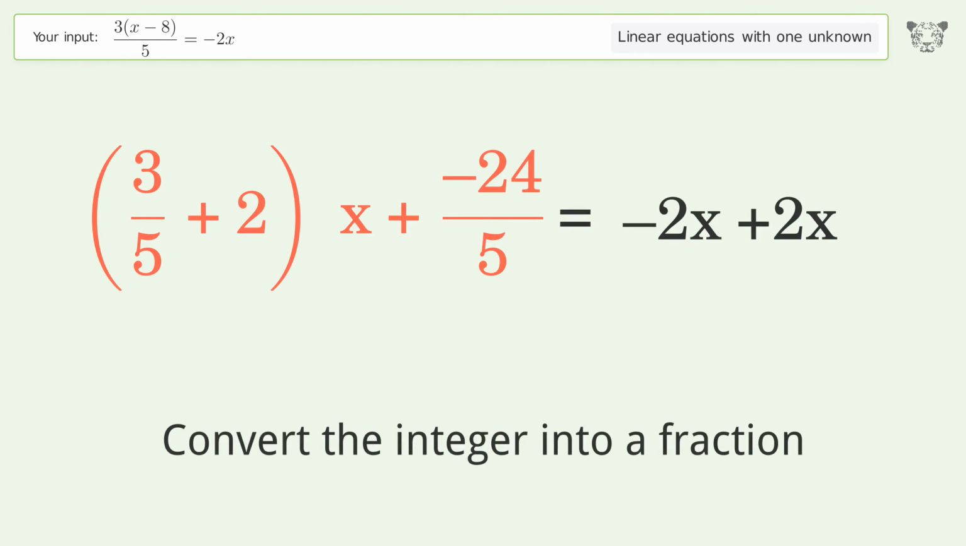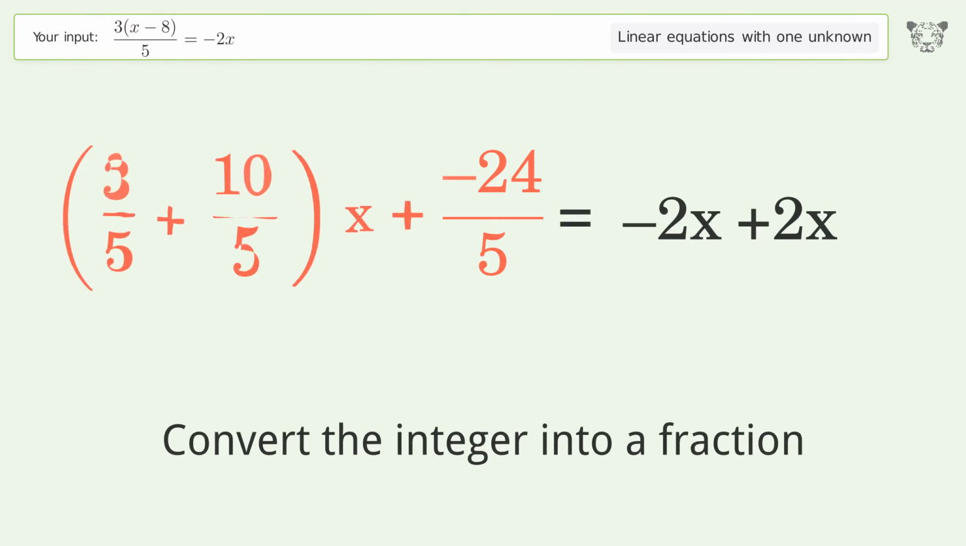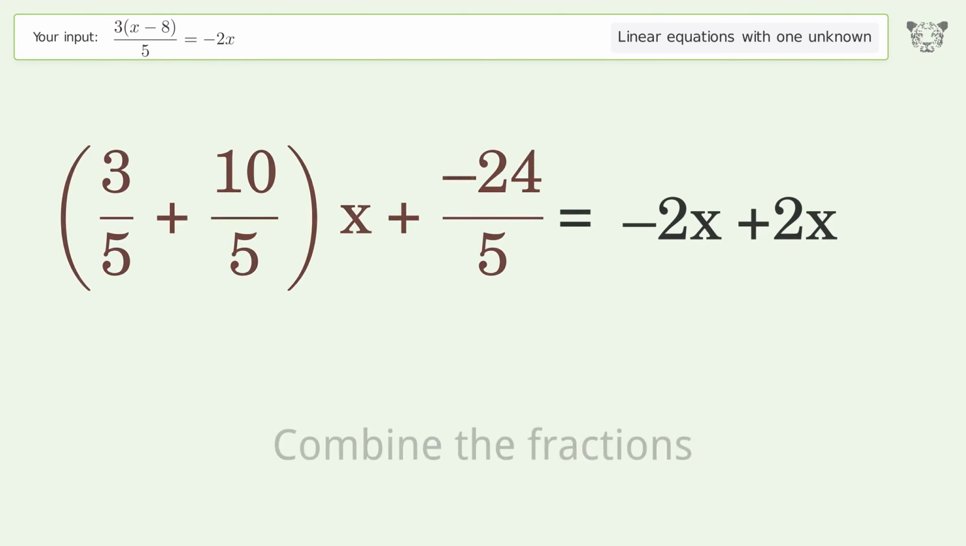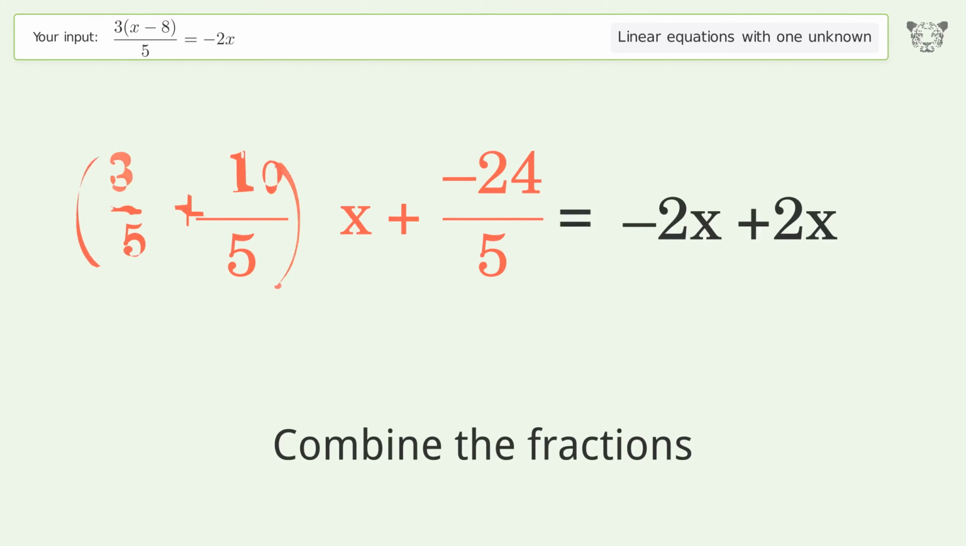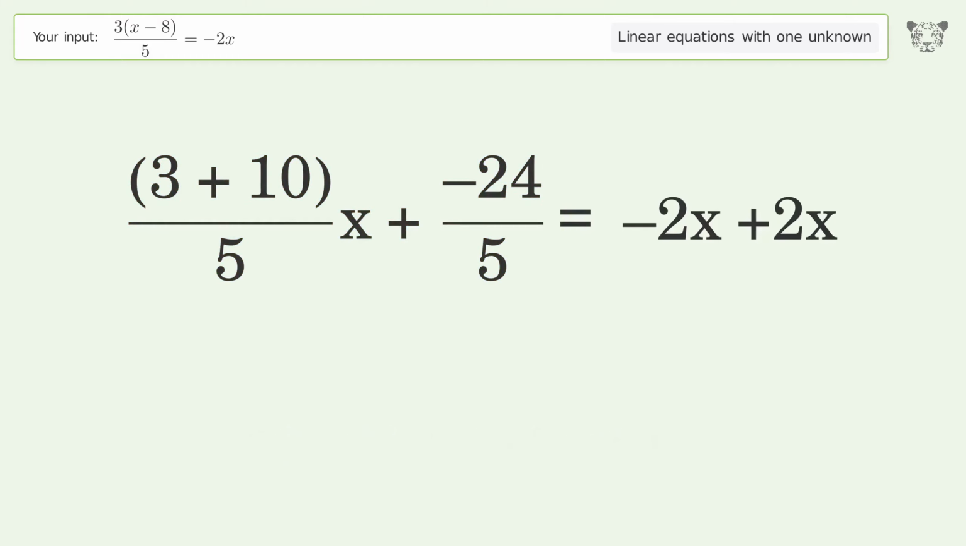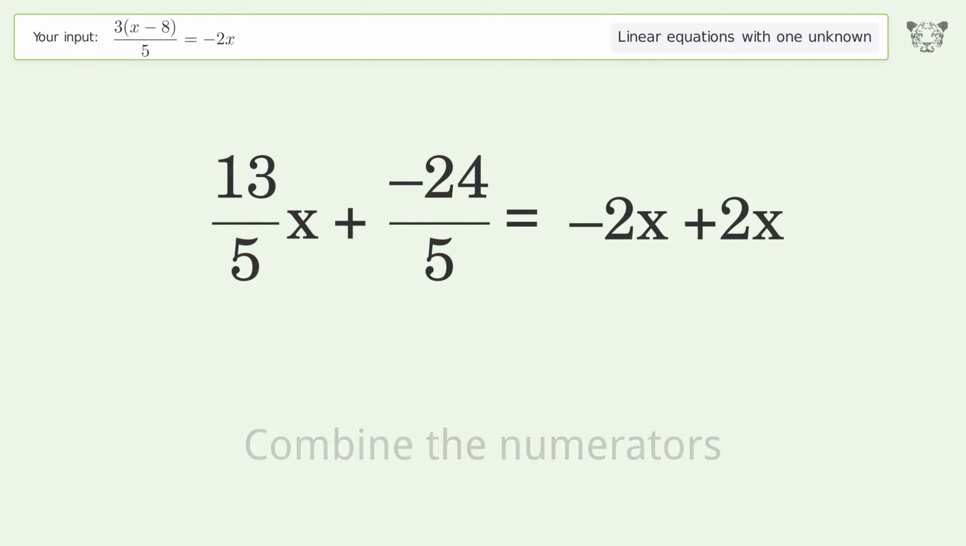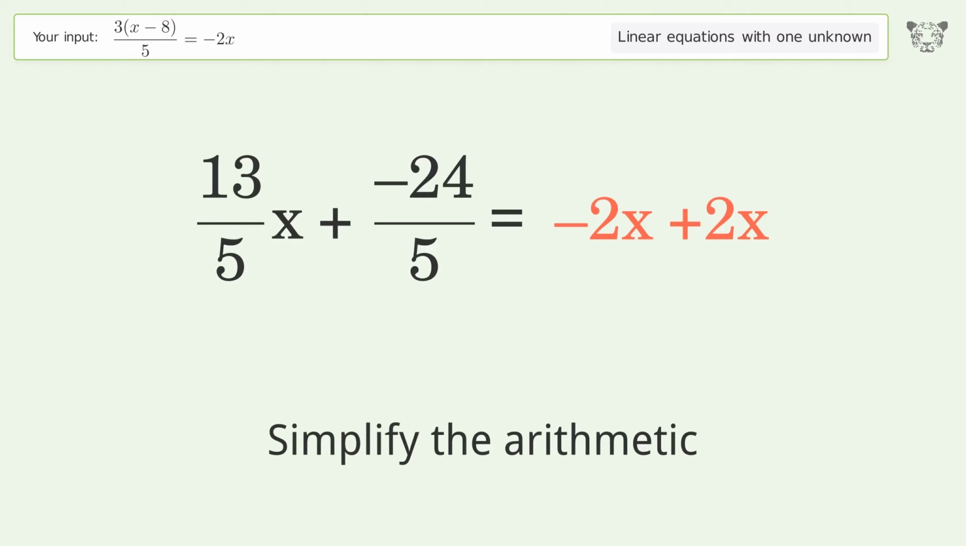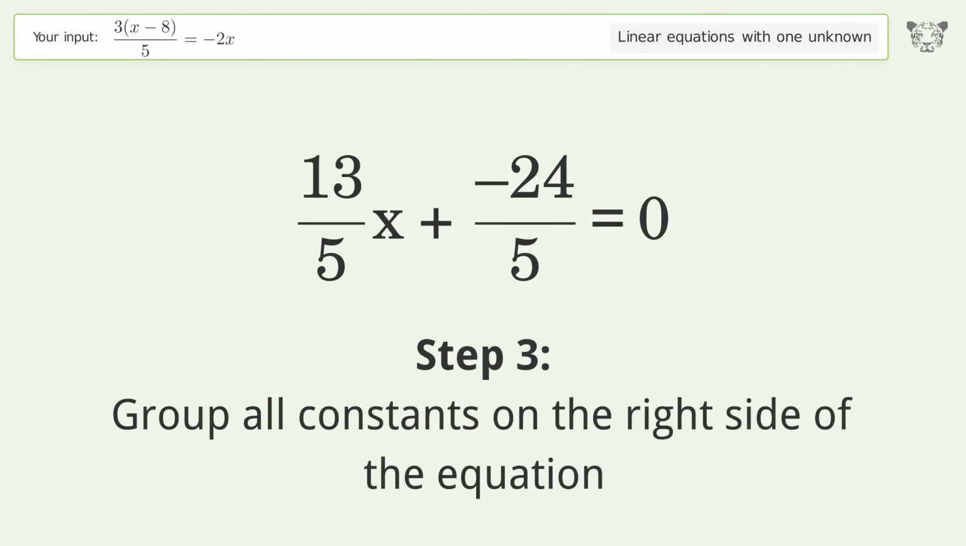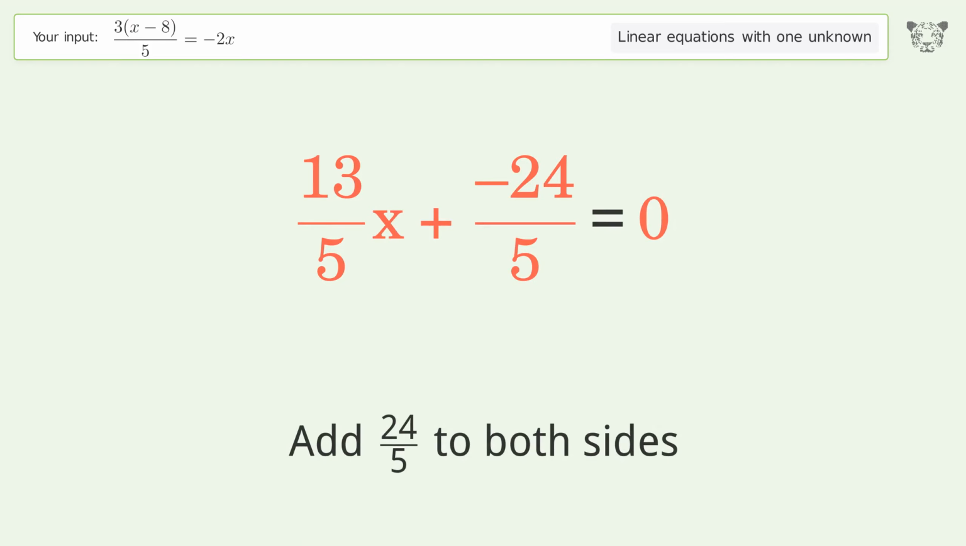Convert the integer into a fraction. Combine the fractions. Combine the numerators. Simplify the arithmetic. Group all constants on the right side of the equation. Add 24/5 to both sides.